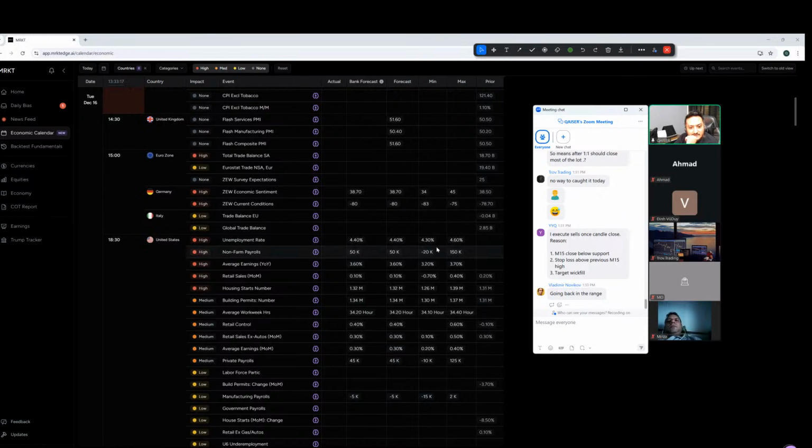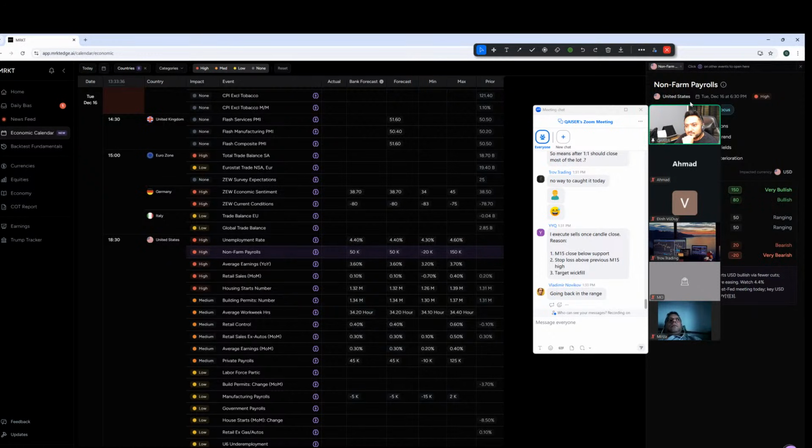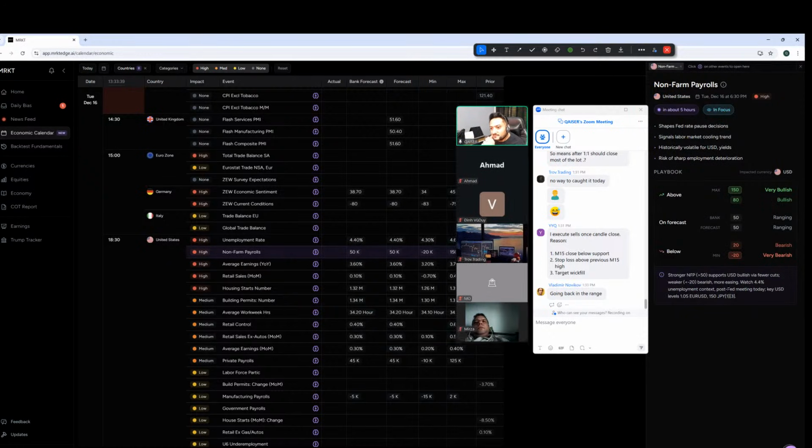Unemployment rate, the previous one was 4.60, 430, forecasting for 40. What is the date? Tuesday, 16 December, United States, NFP. This is something, let me look at this one. Above 150, very bullish. If the Fed signals a labor market cooling trend, it is structurally volatile for the USD. Stronger NFP supports USD bullish, while a weaker one is bearish. Okay, so 4.1, all right.